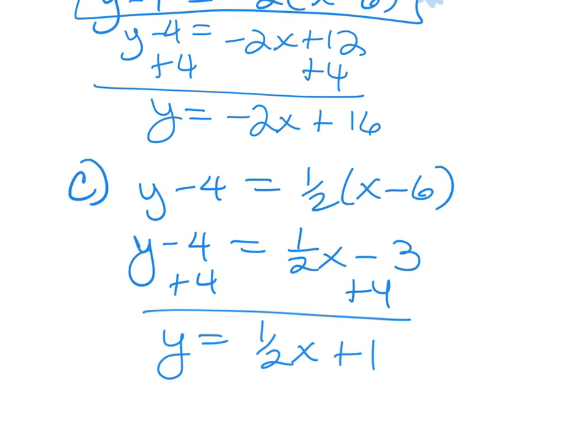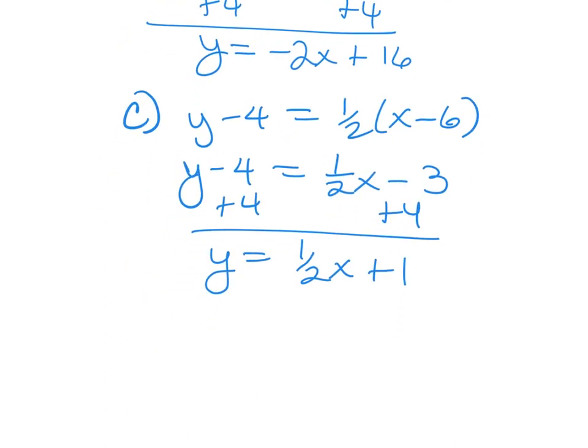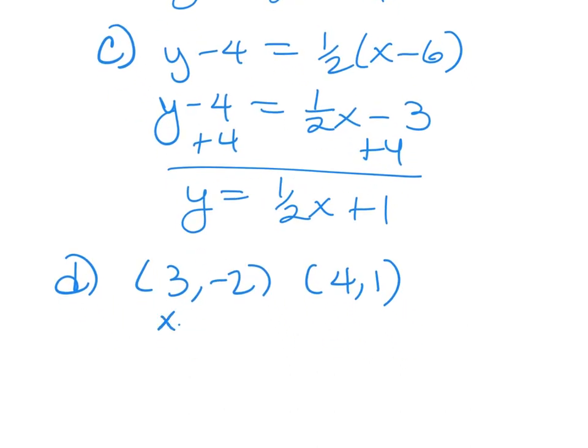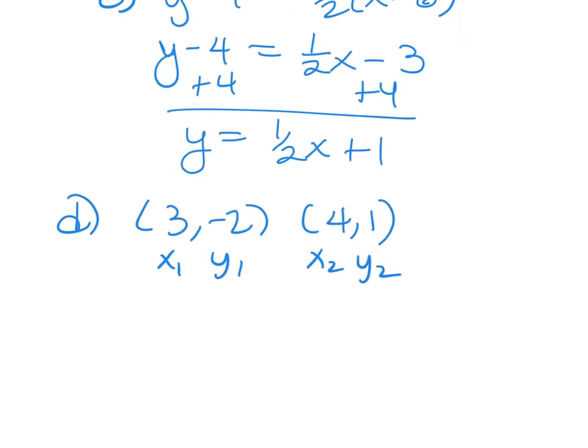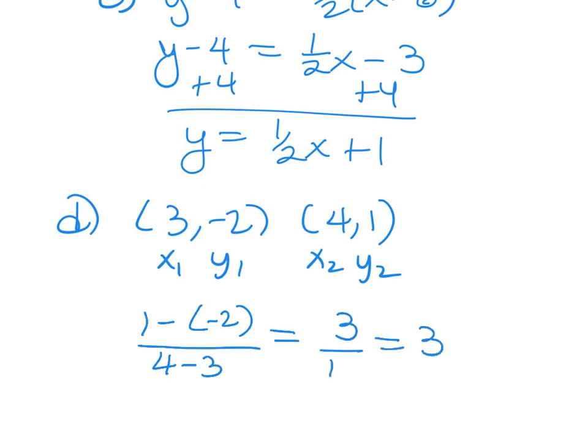For D, I'm given two ordered pairs. So again, I need to calculate the slope first. Again, I can label it as x1, y1, x2, y2. So let me do the slope formula. 1 minus -2 over 4 minus 3. 3 over 1 gives me a slope of 3.